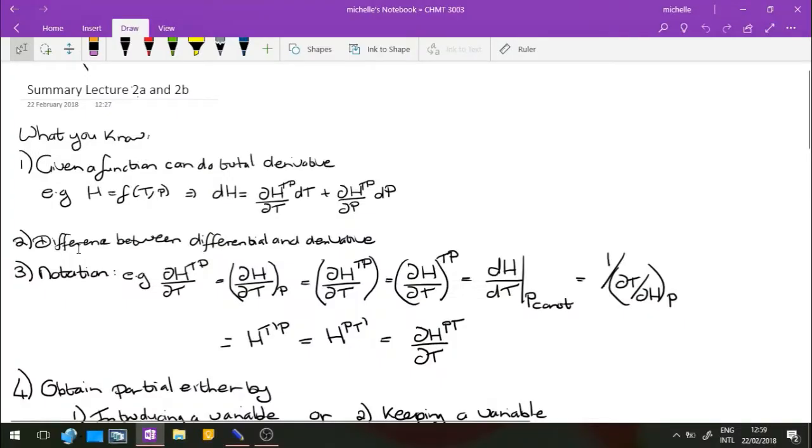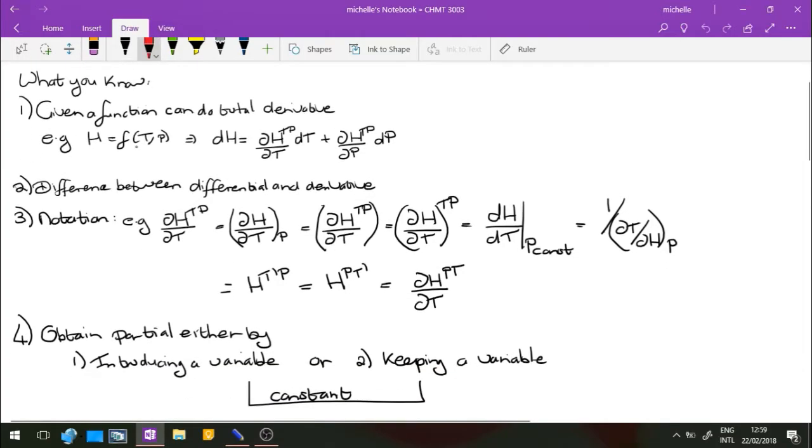This is a summary of lecture 2a and 2b. So what do you know? You know that when you get a function, you can do a total derivative. So for example, h is a function of t and p, no problem. You can write partial dh by dt, keeping p constant, partial dh by dp, keeping t constant. That's fine. And then you know what the difference between a differential and a derivative is.